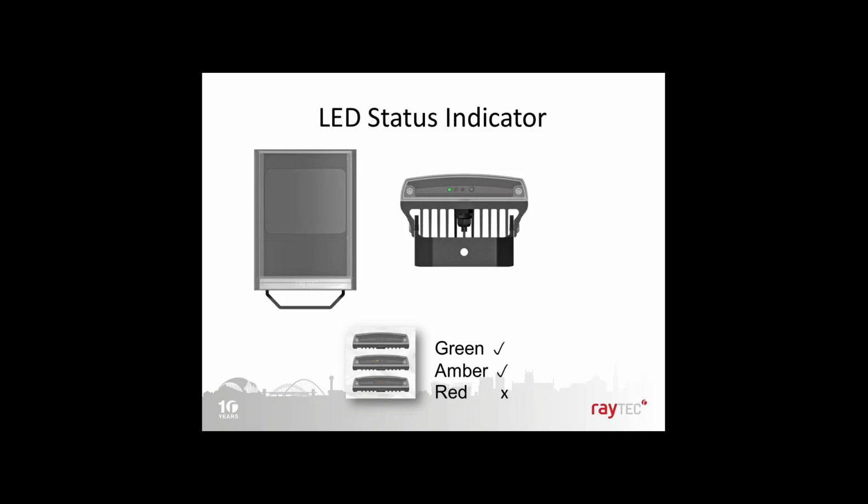So if your installation manager is walking around site, he has 100 lamps to check on, he sees green lights everywhere, he knows everything's working, or if there's a red lamp, it means that, right, we have to pull that light down. So it means that you don't have to send someone up a pole to every illuminator to pull it down to check it. So very quick and very easy.